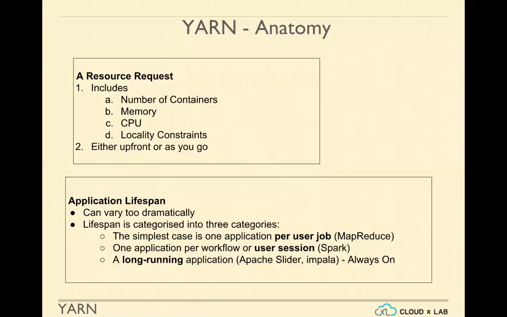Okay, so we basically tell locality constraint is an important criteria. We tell that, hey, we want the containers nearer to this data. We want the containers nearer to this data. That's a locality constraint. Okay, so we tell the yarn that, hey, we want these many containers, and each container must have this much memory, this much CPU, and the locality constraints are these. And we would need it as we go as well. We'll ask for more at later point of time.